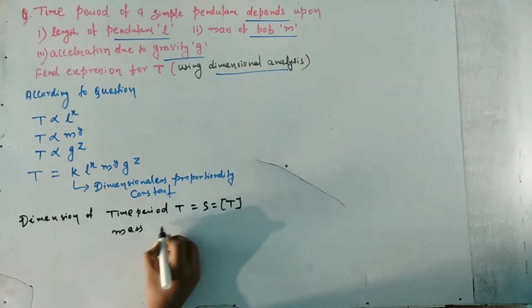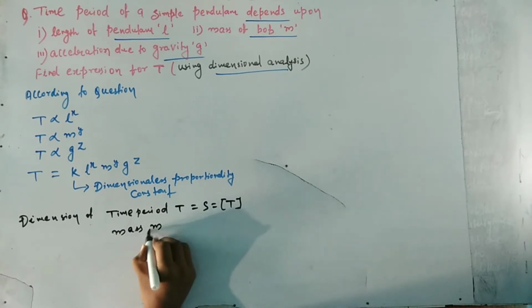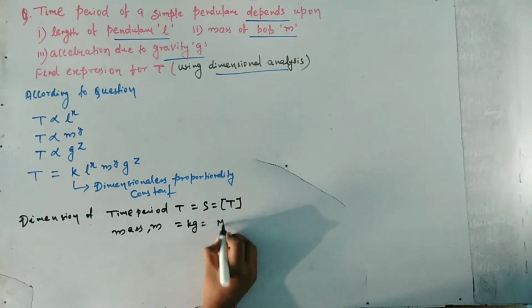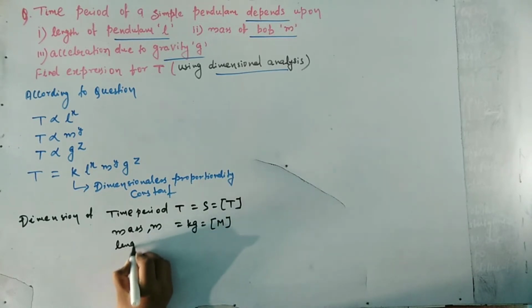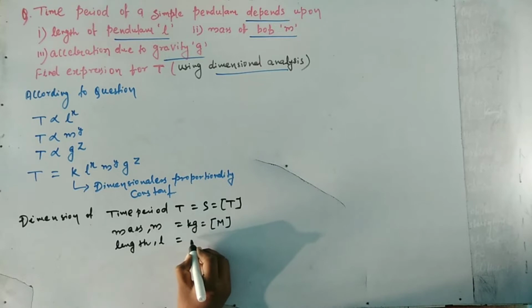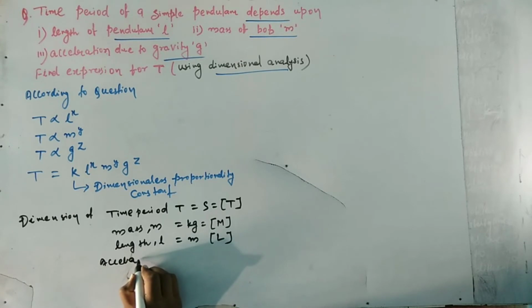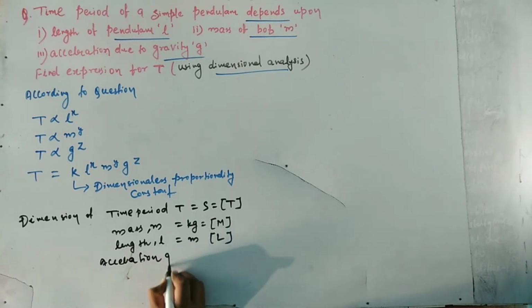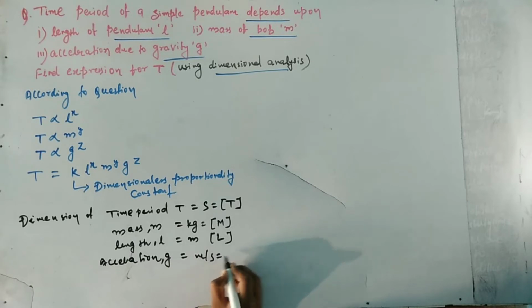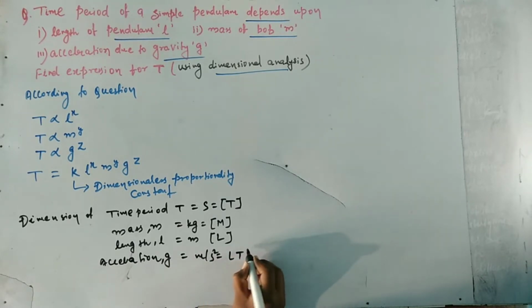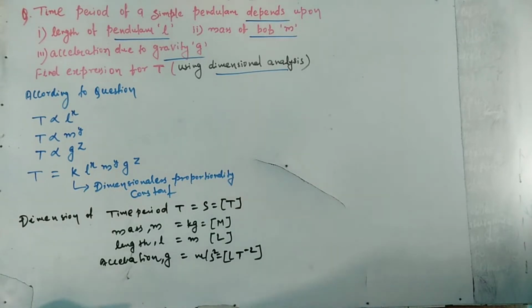Next, the dimension of mass. The unit of mass is kg and its dimensional formula is M. Next term is length. The unit of length is meter and its dimensional formula is L. Next term, acceleration due to gravity, which is acceleration. The unit of acceleration is meter per second square and its dimensional formula will be L T to the power minus 2. So we found the dimensional formula for the given terms.